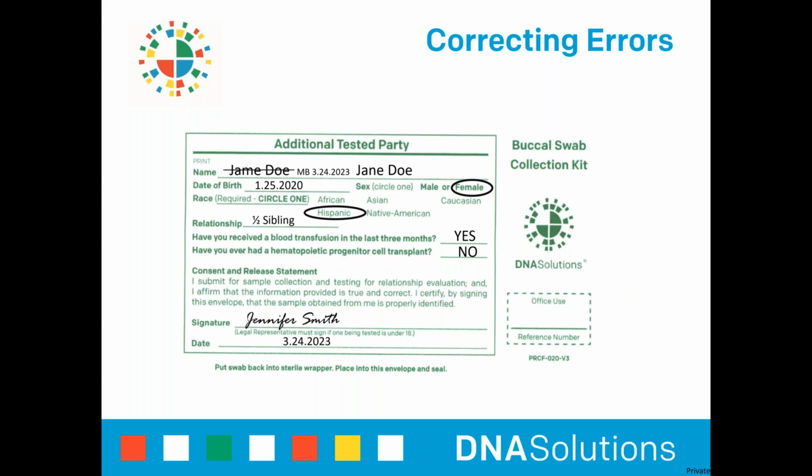As an example, there have been instances where a collector has made an error on a child's date of birth, writing the incorrect year born. They accidentally wrote 2020 when they meant 2021. Rather than making the appropriate correction, they simply wrote a very heavy number 1 over the 0. When the sample came in, the team at DNA Solutions was unable to read the date of birth and was not confident which year was correct. The case had to be placed on hold pending the date of birth confirmation.